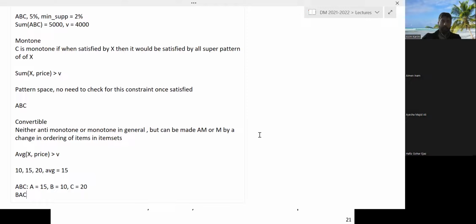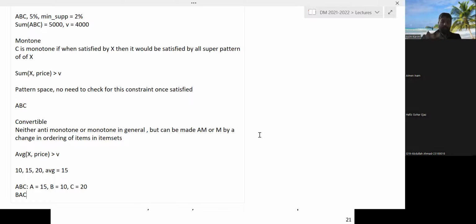And obviously if I want to grow this pattern, any new item I add after this will have a price greater than C's. Okay? Because I always write the item sets in ascending order, so it will be greater than C. So if I am able to do that, then my average is bound to rise as the pattern grows. Okay? It will never decrease; it will remain the same or increase.